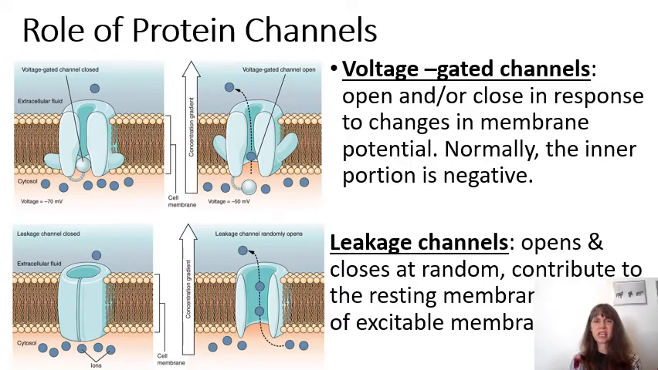Some protein channels are voltage gated, which means they can open and or close in response to changes in membrane potential. Normally, the inner portion of the plasma membrane has a negative charge. Leakage channels are protein channels that can open and close randomly, contributing to the resting membrane voltage of excitable membranes.